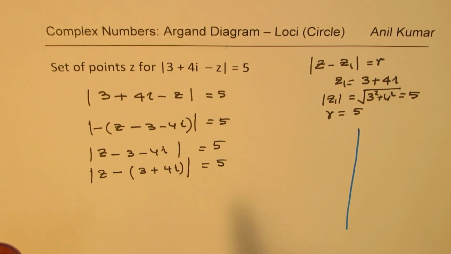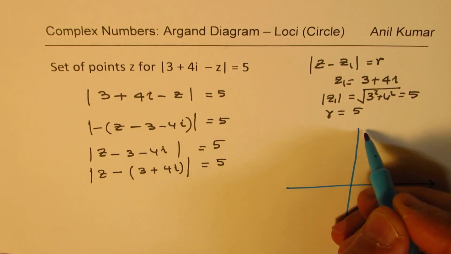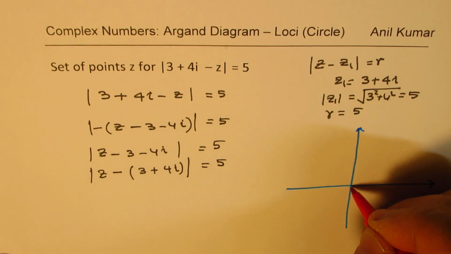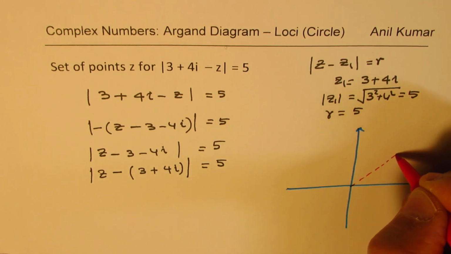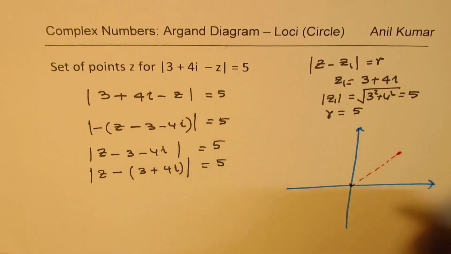So we have to go 3 and 4i. That means we are in quadrant 1. Okay. So we are somewhere here, 3 and 4i. So 3 and 4. Okay, let's say this point. And that is our radius, correct?